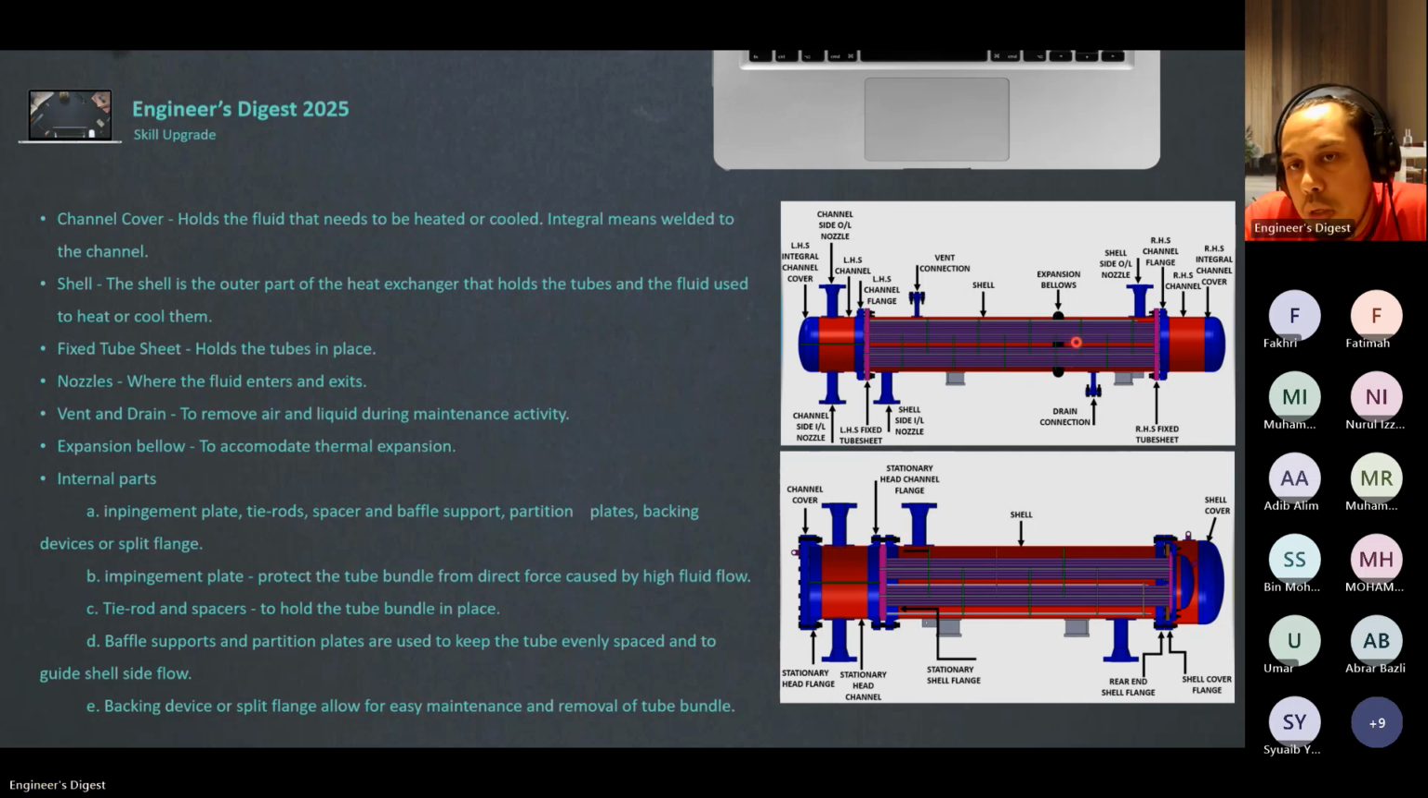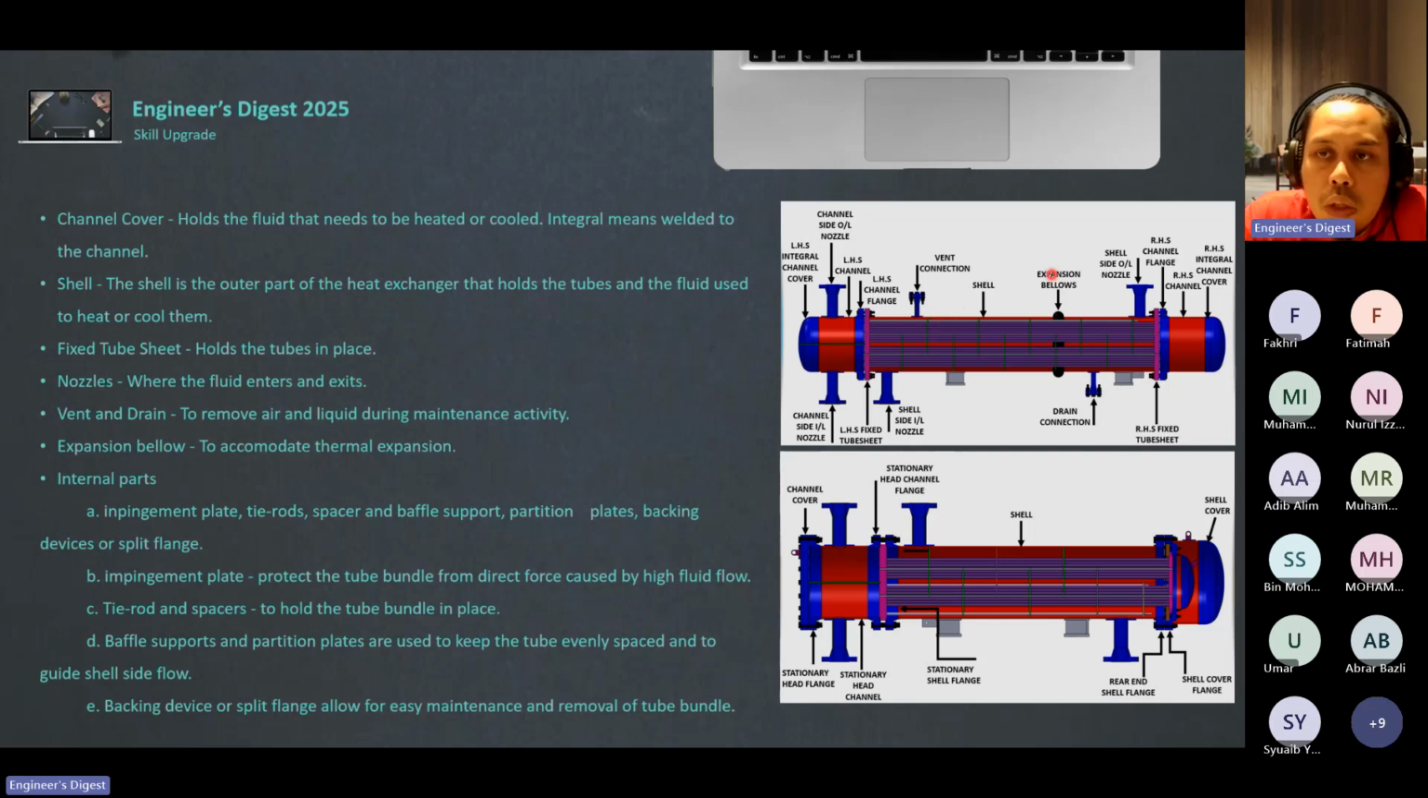One of the disadvantages of the fixed side, if we do not have an expansion bellow, is that because this is already welded to the shell, it cannot cater for thermal expansion. The thermal expansion is trying to go sideways. This tube is trying to push sideways to the left and to the right, but it will not be able to push because this tube sheet is already welded to the shell. So fixed type is not good for thermal expansion.